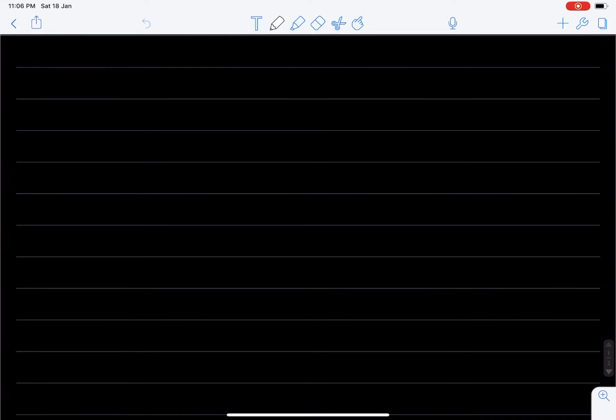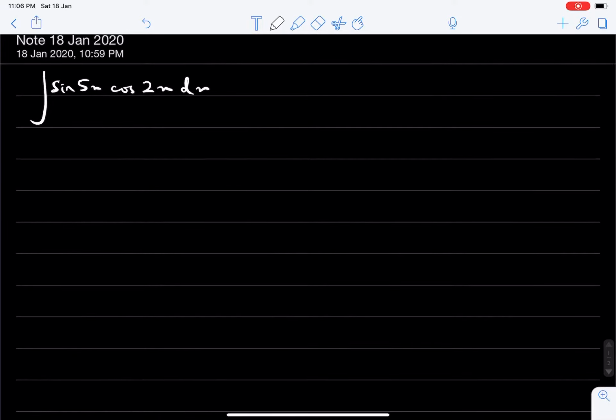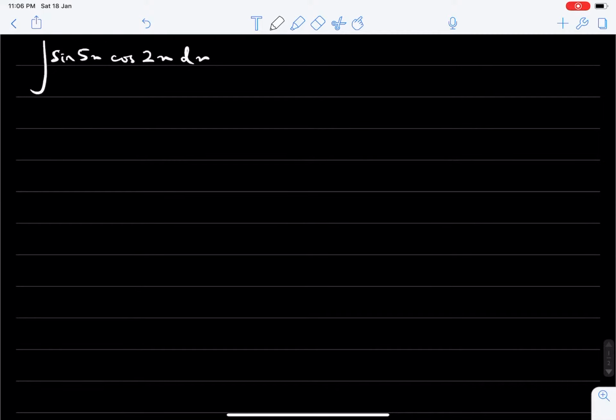Now let's learn how to evaluate the integral of powers of sine and cosine. Let's see an example. That's quite easy. Evaluate the integral of sine 5x cos 2x with respect to x.